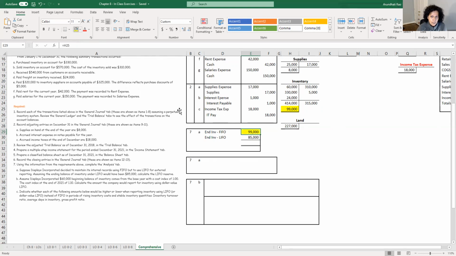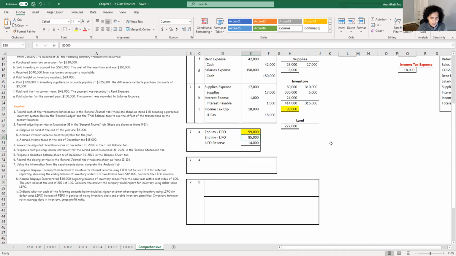The 99,000, I came up with that number based on what I saw on the T account here. So the difference between these two numbers is the adjustment we have, the LIFO reserve. That's the LIFO reserve that we have over here. Now, in my books, based on all the journal entries I've done, inventory is 99,000. They're saying when I prepare my balance sheet, they want me to have 85,000.